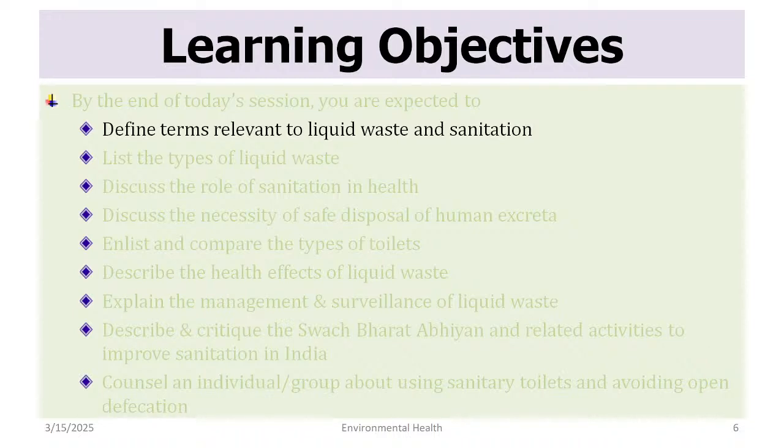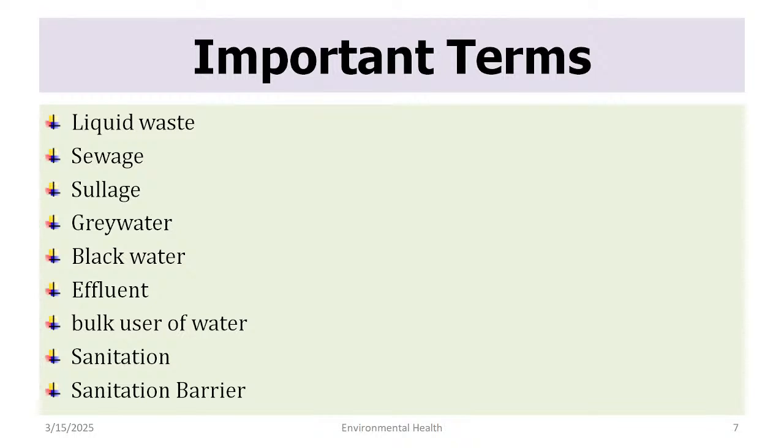So first, a few important terms relevant to liquid waste and sanitation. Of course, liquid waste, then there are terms like sewage, sewerage, grey water, black water. They are very similar, sometimes used interchangeably, but they have technical differences. Then there is a very famous term, effluent. You will hopefully be knowing about it. If not, there is a very important technical term called bulk user of water, and this is a legal term in India now. So we will understand what that bulk user of water is. And then of course sanitation and sanitation barrier, which is often a very popular choice for short note.